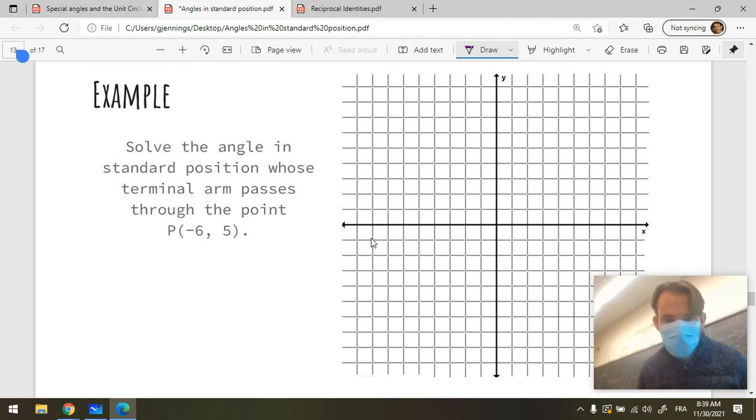6, and then 5. 1, 2, 3, 4, 5. Okay? So if I have an angle that's created, and here's the point, negative 6, 5, okay, is created by this, and I want to know what's this angle. Not only do I want to know what is this angle, but I want to know all of the trigonometric ratios associated with this angle here.